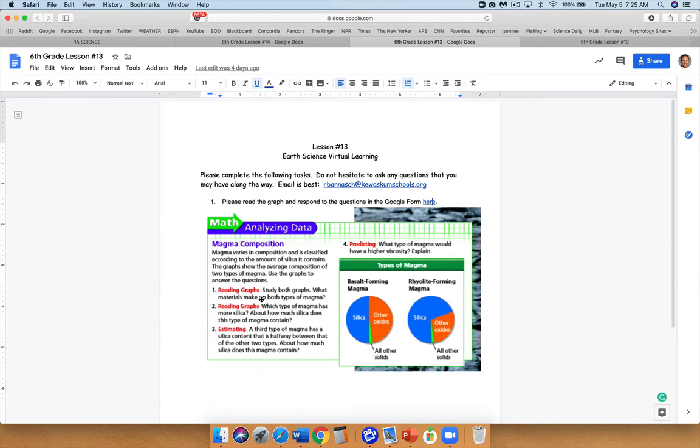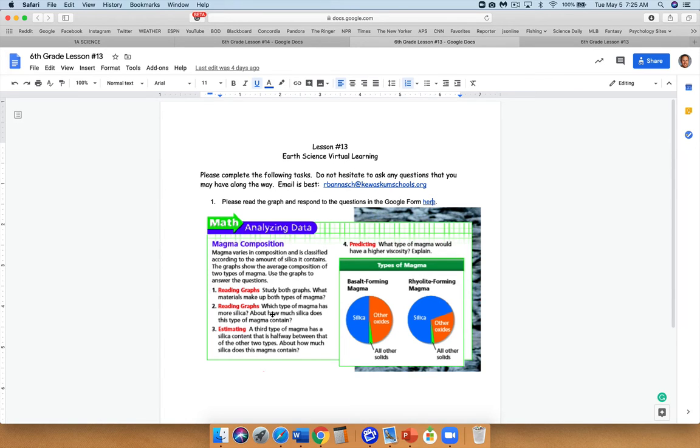What materials make up both types of magma? All right, so we're looking for the stuff that's inside of there. And so we see that silica is one of those items, and we have other types of oxides, and we also have all other solids. Okay, so there's three things that make up this one. When we look over here at the rhyolite forming one, there's silica, other oxides, and all other solids, so they're the same in both. So you should have those three things: silica, other oxides, and all other solids.